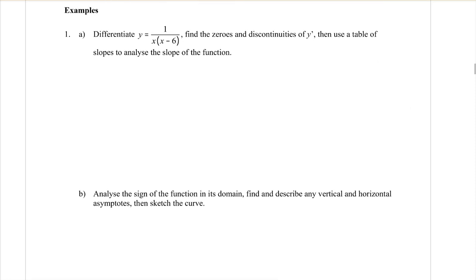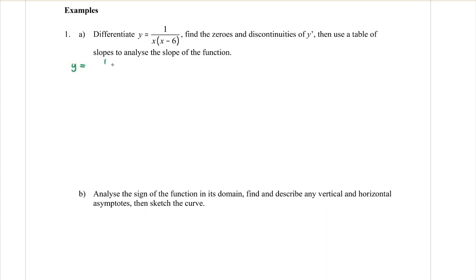So question 1a, it says differentiate y equals 1 over x bracket x minus 6, find the zeros and discontinuities of y dash, and then use a table of slopes to analyze the slope of the function. Okay, so we can differentiate that curve. First of all, I will have to change the way that it is written to do that. I can't differentiate a fraction when I have x's on the bottom in brackets like that. So I'm going to expand the brackets out.